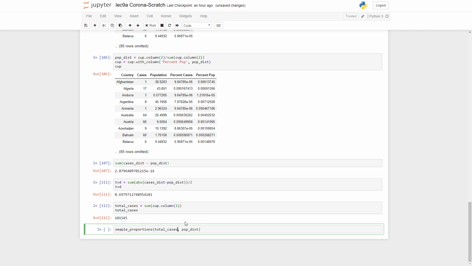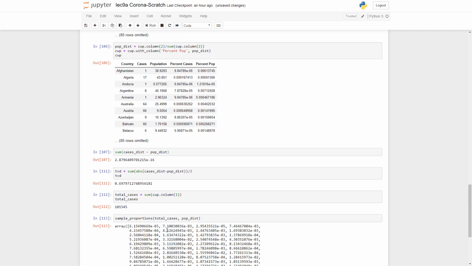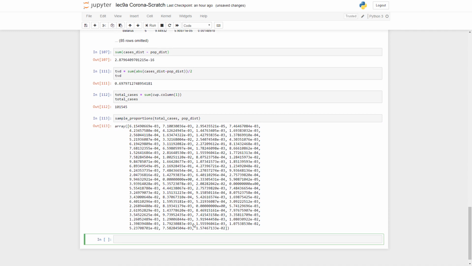Okay, what should we expect from calling this function? This sample proportions function will sample from a categorical distribution a size of that number, and instead of returning an array of the sampled individuals, it will give us the distribution of the sampled individuals. So if we do that, we will get an array that has the distribution.